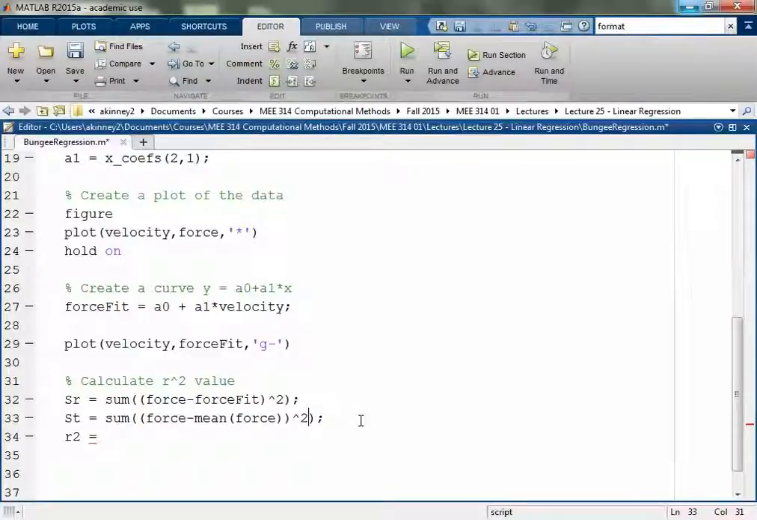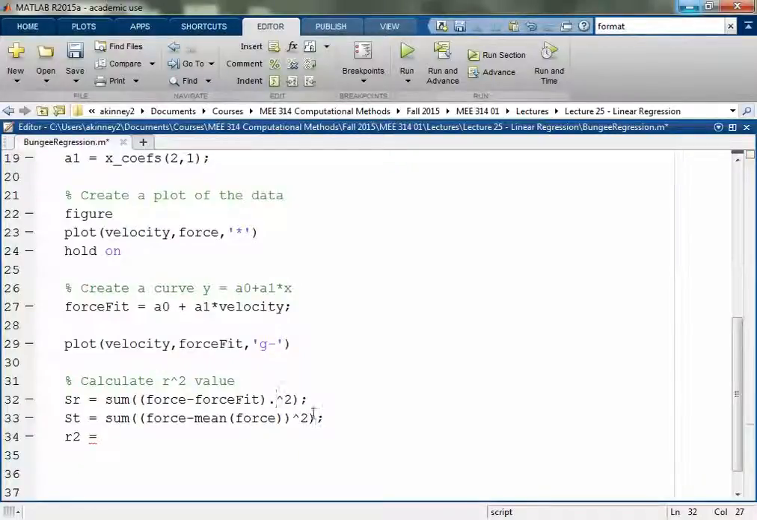Now, do I need dots in here? Yes or no? No. Dreaded dots. They're always coming back to haunt us, right? Because it's before the sum. It's before the sum. Which means we have a vector. Force and force fit are both vectors. So we're going to have vector minus vector gives us a vector. Raise it to the second power. So yes, we need a dot there.